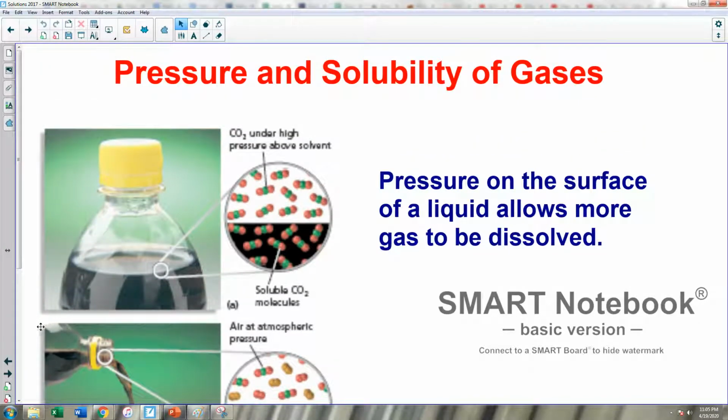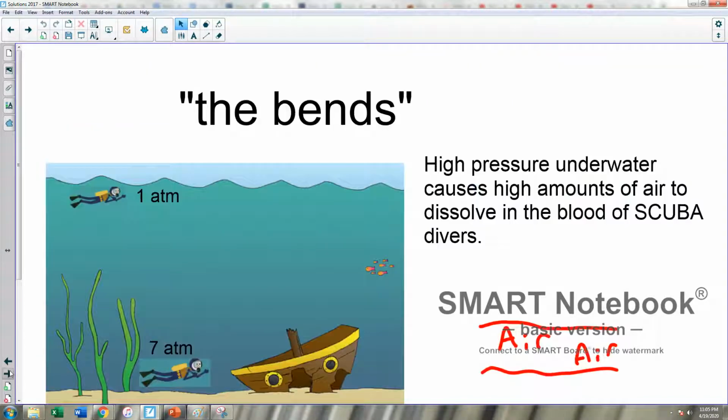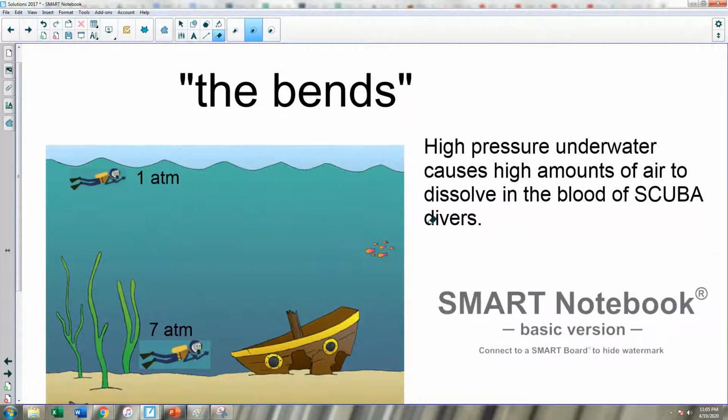This seems like, okay, pop isn't really that important. What does this have to do with something that actually matters? Well, one thing that really matters with this is a situation that scuba divers can encounter that's called the bends. My friends have told me stories about the bends and how they've almost gotten it or how they've had friends that had disasters with the bends. This is what happens typically.